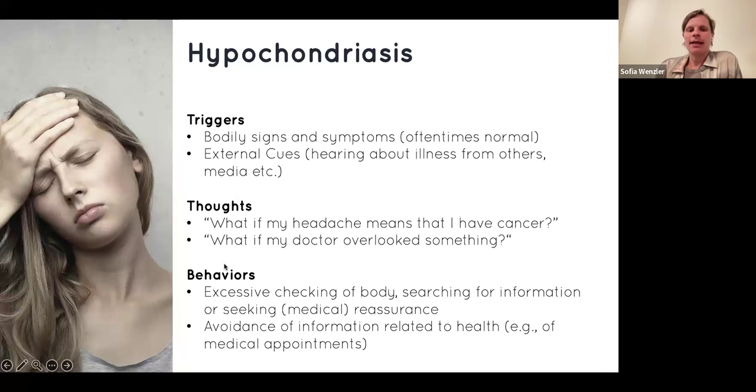So that would be an example for hypochondriasis, the persistent preoccupation or fear about the possibility of having one or more serious, progressive, or life-threatening illnesses. So here, triggers can be anything from bodily signs and symptoms that we pay excessive attention to, to external cues. For example, hearing about illness from others or in the media.